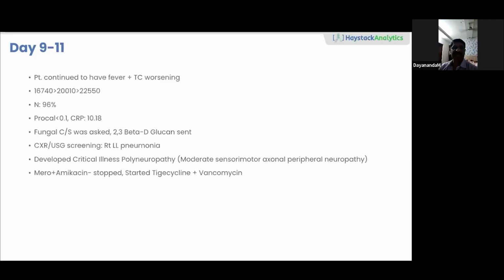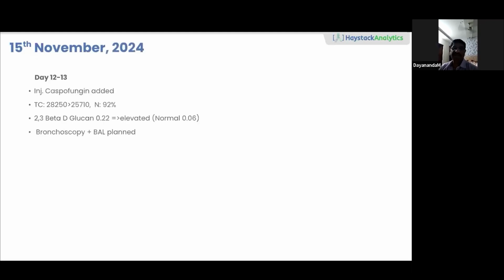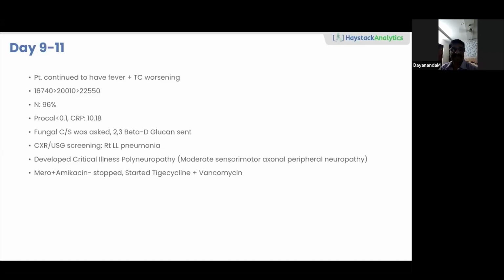And a repeat chest X-ray and ultrasound screening showed a right lower lobe pneumonia or consolidation this time. She developed critical illness polyneuropathy, a moderate sensory motor axonal peripheral neuropathy on NCS. Antibiotics meropenem and amikacin that were going on were stopped and started on tigecycline and vancomycin. Vancomycin, considering that the procalcitonin was low, but the counts were worsening, so we thought we will cover the gram positives. That's the reason vancomycin was added along with the tigecycline.